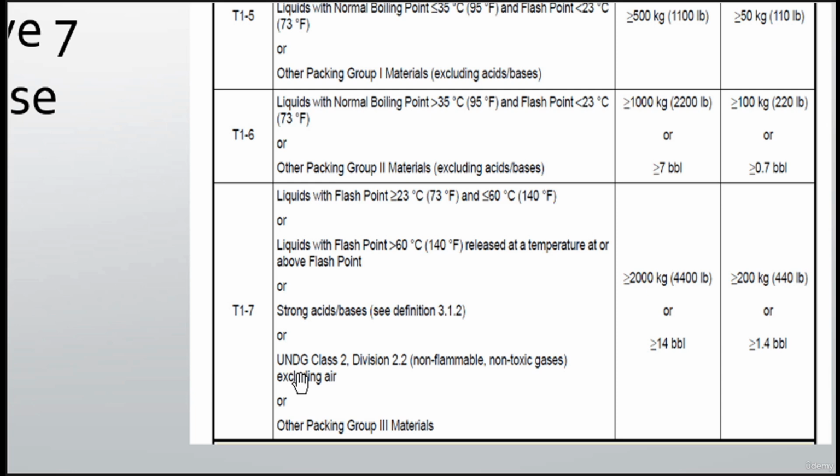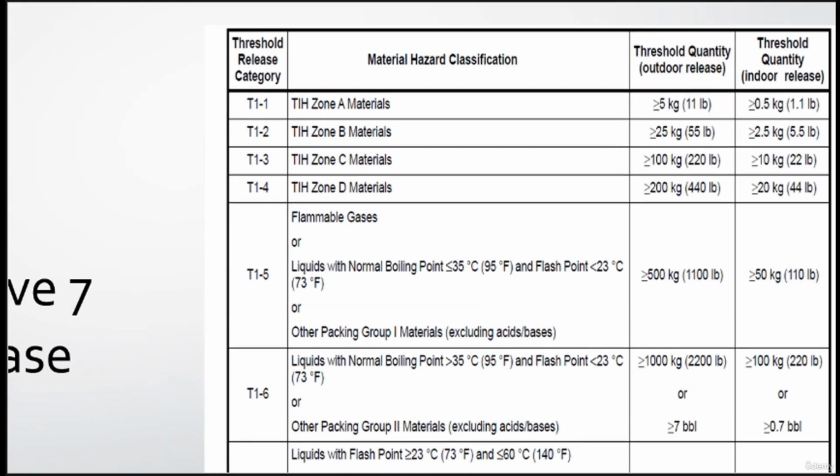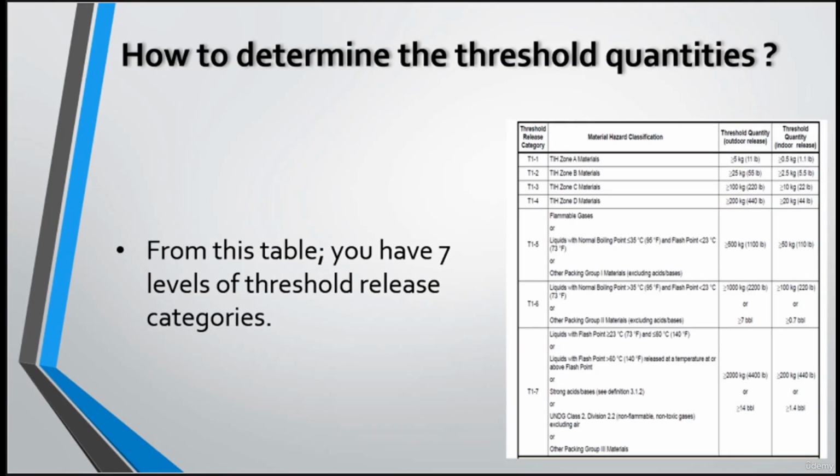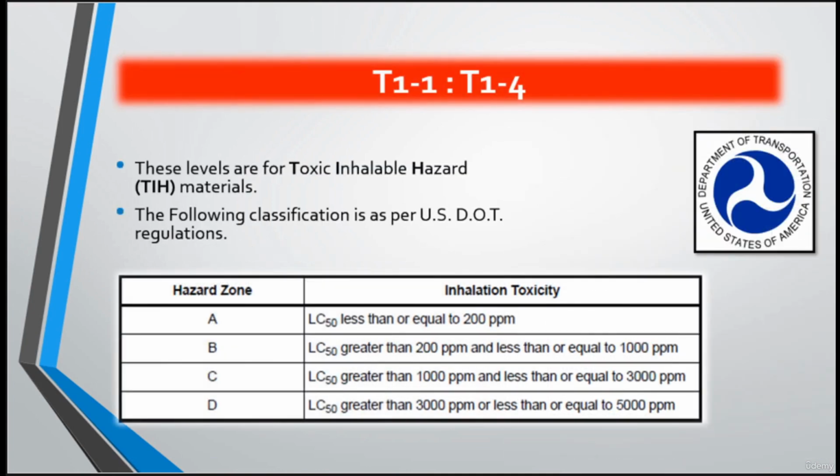Or United Nations dangerous goods Class 2, Division 2.2, non-flammable, non-toxic gases, excluding air, or other packing group level 3 materials. I will illustrate to you the meaning of all of these terms. They seem a little bit complicated, but you will know them further on the next few slides. So now let's speak about Tier 1, Level 1, up to Tier 1, Level 4. These levels are for toxic inhalable hazard materials, or TIH for short.